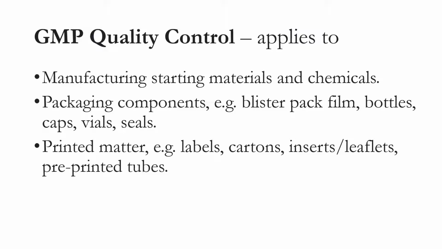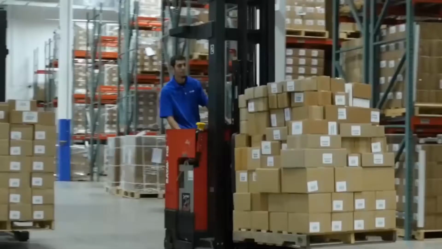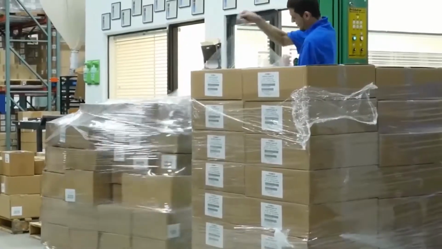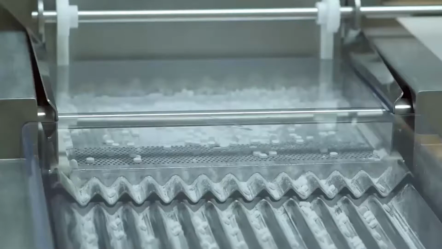And printed matter can be labels, cartons, inserts, leaflets, pre-printed tubes, barcodes, everything. So here you can see how warehouse operations are made.